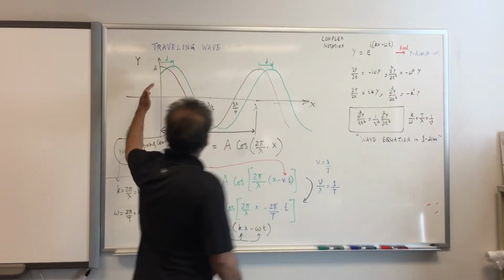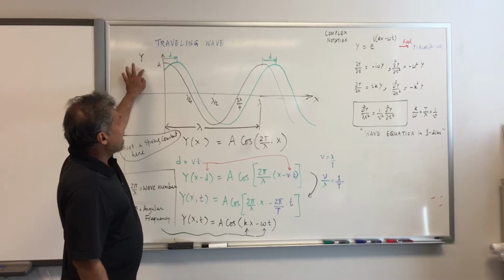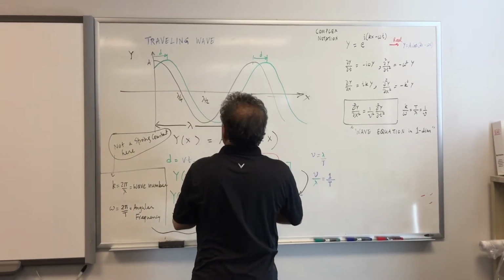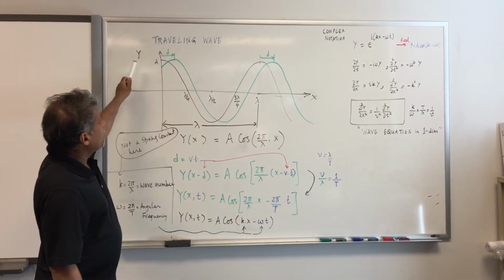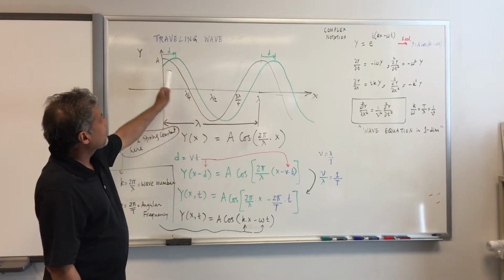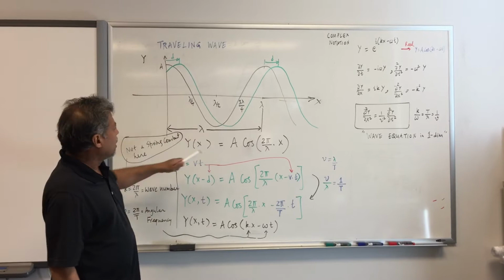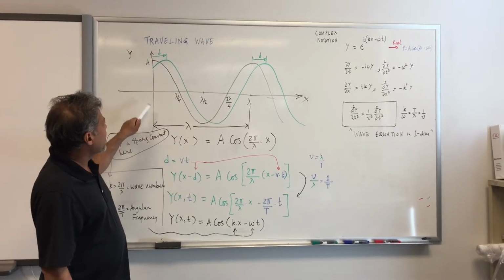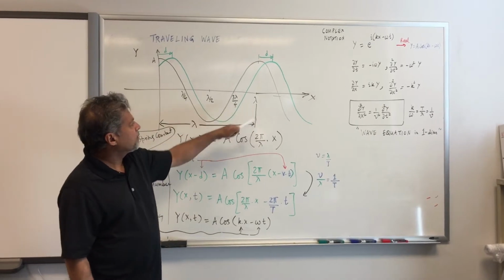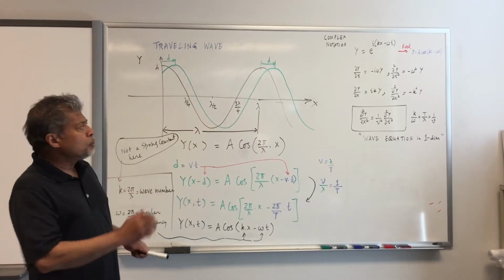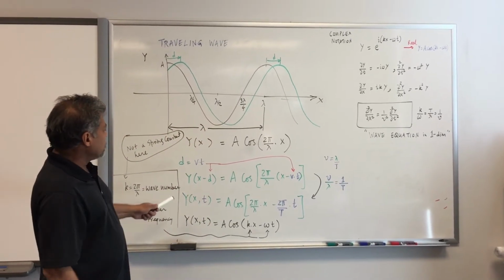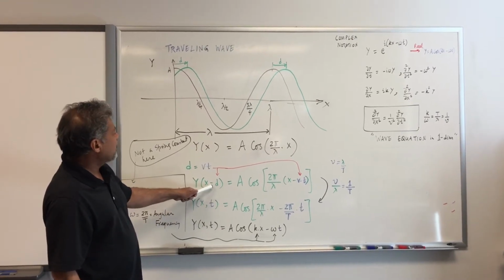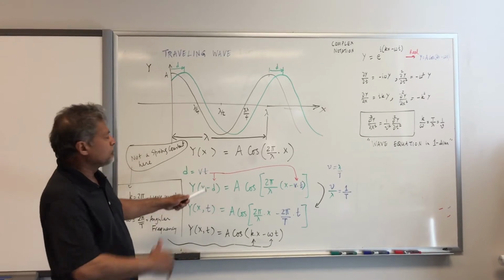So here in this graph, I've plotted y as a function of x, the black line. That represents a wave. This is the wavelength, going from here to here is one wavelength. And then to shift it to the right, you have to subtract d from x. If you add d, it will move it to the left.